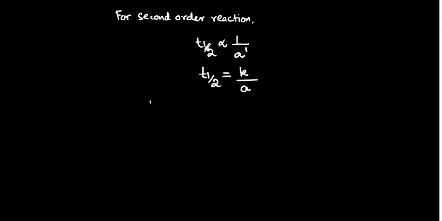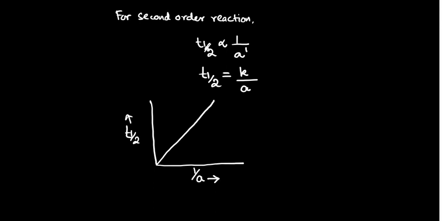So here if we are going to plot T half versus the initial reactant concentration, rather 1 by A, T half versus 1 by A will be an increasing plot having a straight line. Okay. So here also the slope will be equal to K, right? So this is all about the half-life periods and their plots.